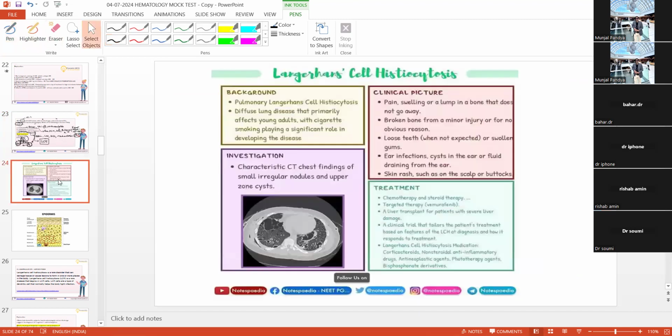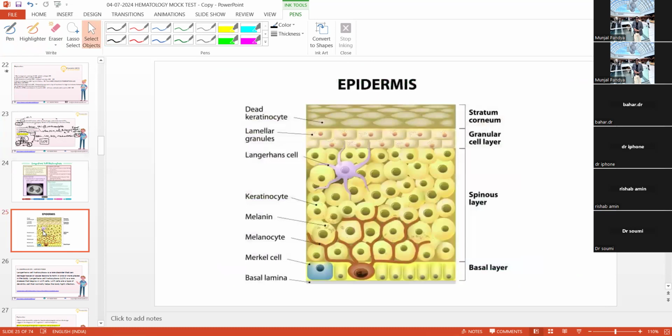So let's see. This is Langerhans cell histiocytosis. Let me tell you what Langerhans is basically. This is the epidermis, basically the skin. You need to know the normal things, because unless you know the normal, how do you know the abnormal? So this is the normal Langerhans cell. Langerhans cell histiocytosis, this is how the name comes.